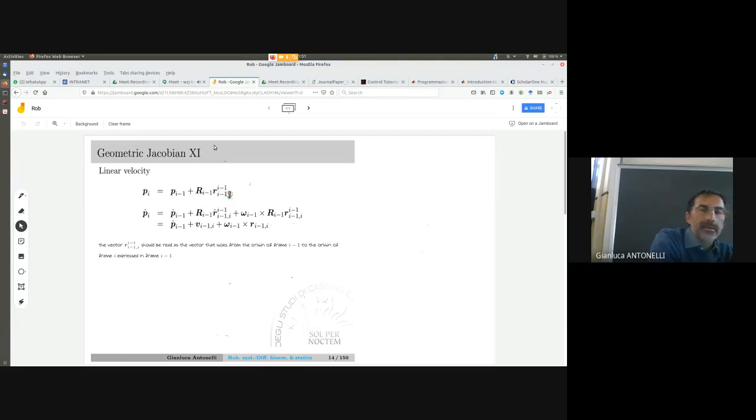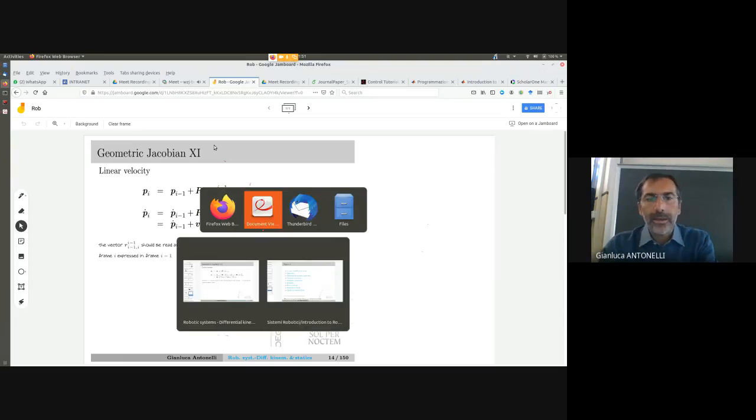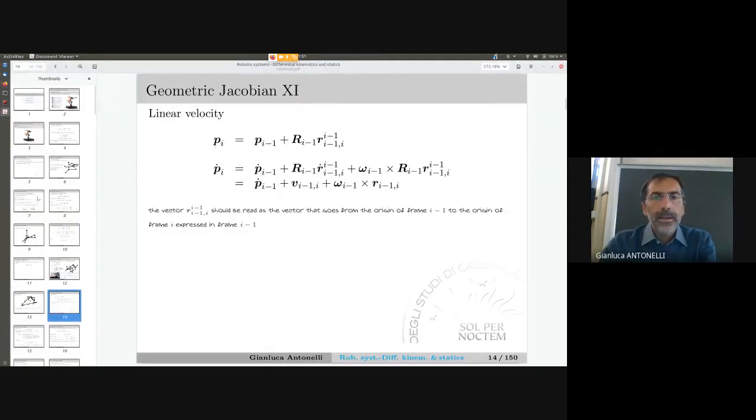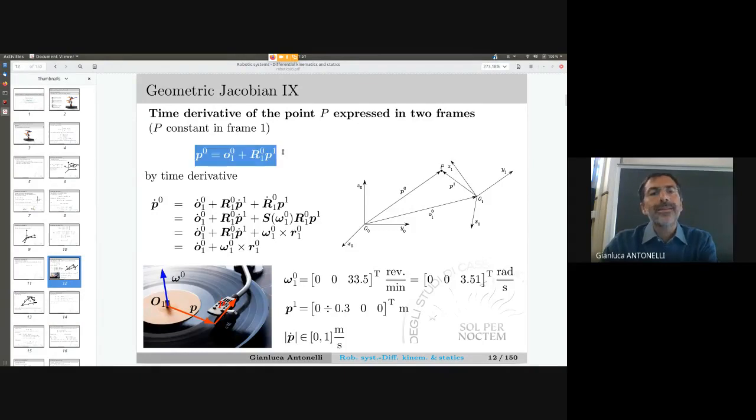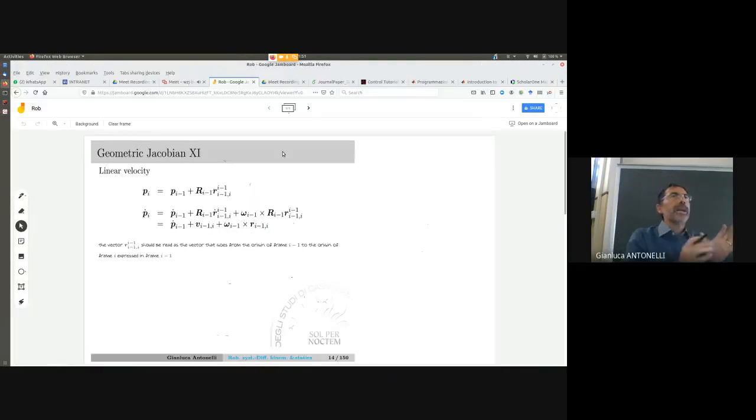Here there is a comma. This is the notation that we are going to use, expressed in frame i minus 1. But then, since those two are expressed in frame zero because there is no superscript, I need a rotation matrix to represent the vectors in the same frame. Well, this is exactly the same as we have seen here, with a different notation, because now we want to represent it for a generic frame. Conceptually, it's the same.